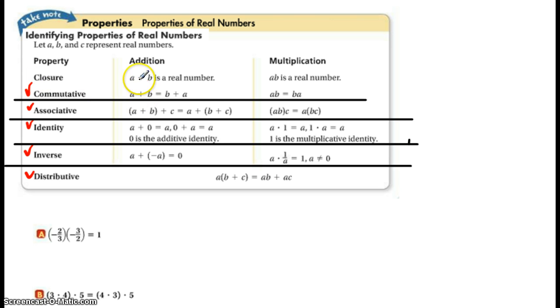As a matter of fact, take a look. For addition and multiplication, these did travel. A was first, B was second. Now B was first, A was second. Same thing with multiplication. These flipped. They traveled, which means it was the commutative property.